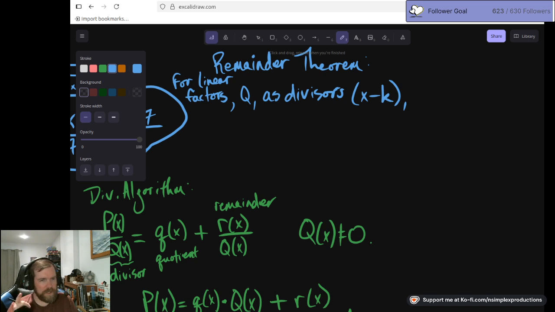So linear factors Q, which are going to be as divisors x minus k. So if you need to, you can factor out whatever other constants you have to in order to get x by itself, 1 times x as the first part of this term. Not that it really matters, because it's all good. But you do have to get... no, it does matter. Never mind. Because you have to factor out any leading coefficients on x, because that will affect k.